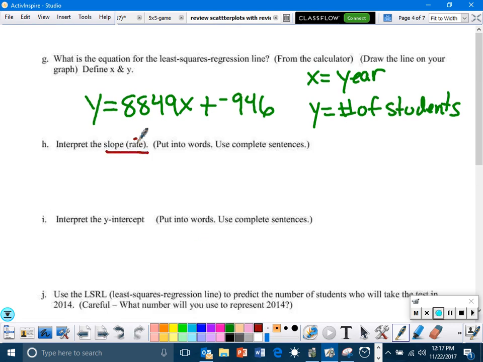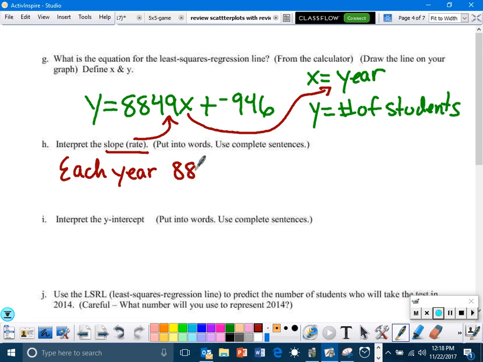So the slope is this. And the x is representing the year. So, now, it's a whole number in front of it. The slope or the rate is a whole number. So we're going to just use the number 1. Or instead of the number 1, I'm going to say each year. Okay, so each year, which means 1 year, every year, each year, 8,800. Okay, make sure I type that right.